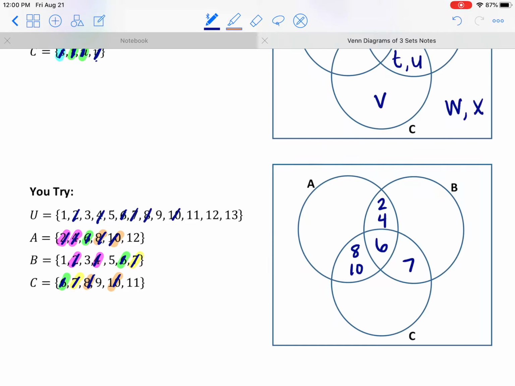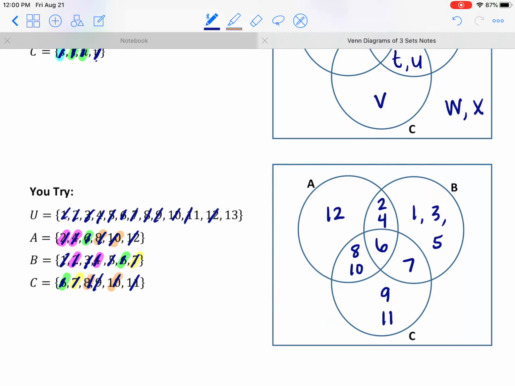Alright, now left over in A we've got 12. Place that, cross it off. Left over in B we have 1, 3, and 5. So let's put in 1, 3, and 5. Cross them off. And then left over in C we have 9 and 11. Place those, cross those off.